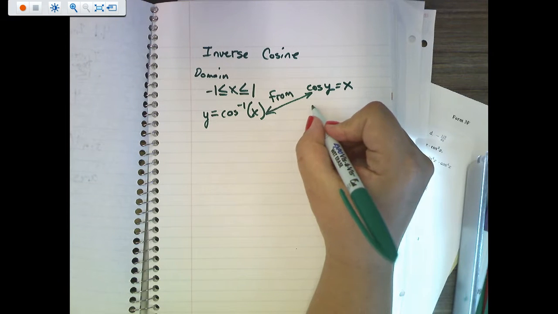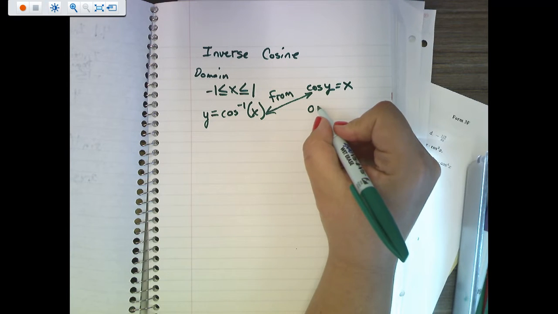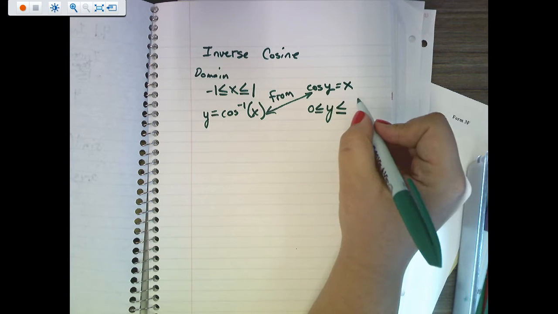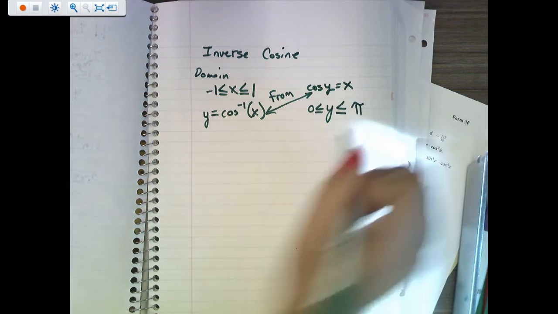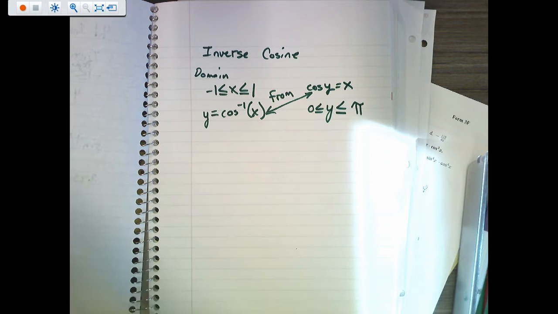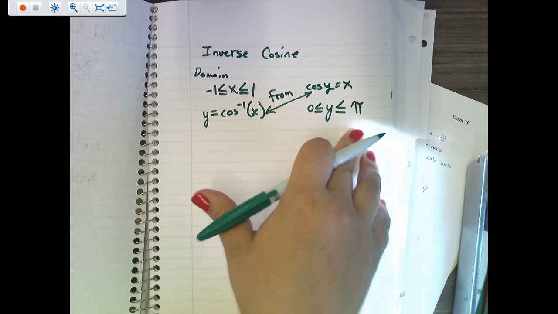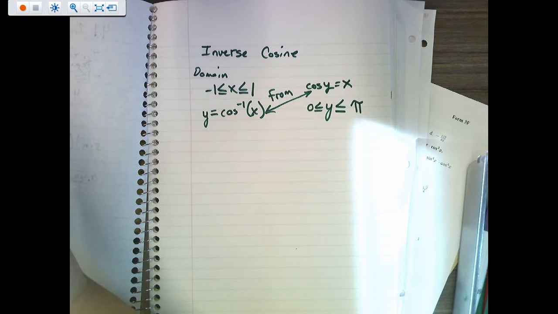And that is from the normal range of 0 is less than or equal to y is less than or equal to pi. So they want all their answers for cosine between 0 and pi. They want all their answers for sine between -pi/2 and +pi/2. Okay?